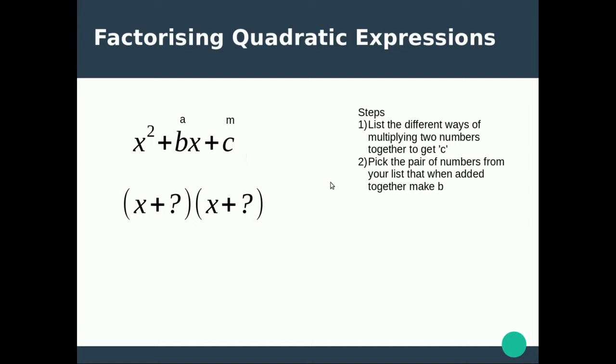Our next step would be to look at that list of numbers and find the pair which, when we add them together, gives us this value B. When we've done that, we've done most of the work, because then all we do is take those two numbers and put them here. Obviously if one of the numbers is negative, it would be x minus that number, and if it was positive, it would be x plus that number.